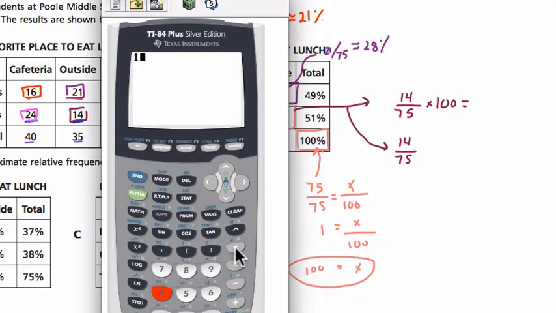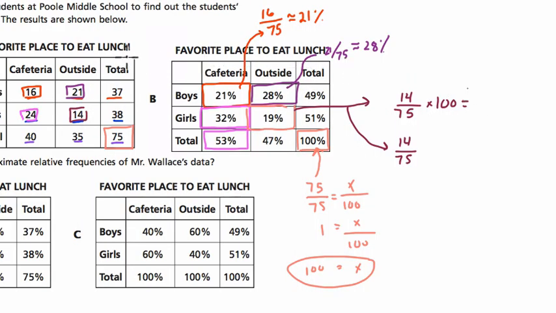So 14 out of 75 gives us our decimal. Multiply it by 100, and we can see it's about 18 2/3, or 0.6666. The 7 is just rounding. 0.666 is 2/3, so it's 18 2/3%. But here we're approximating. They're approximate relative frequencies. So here we're going to get about 19%, which is exactly what we see here.